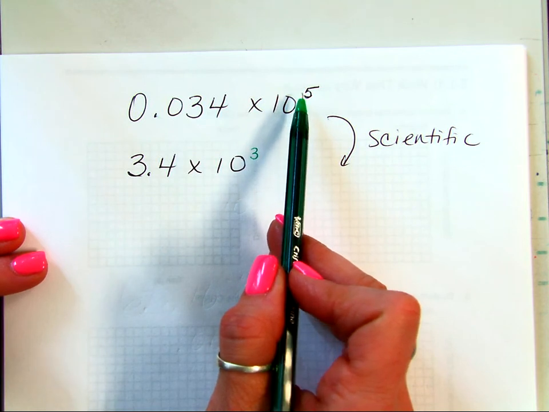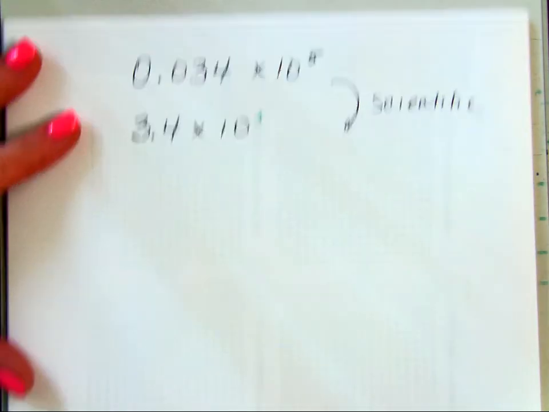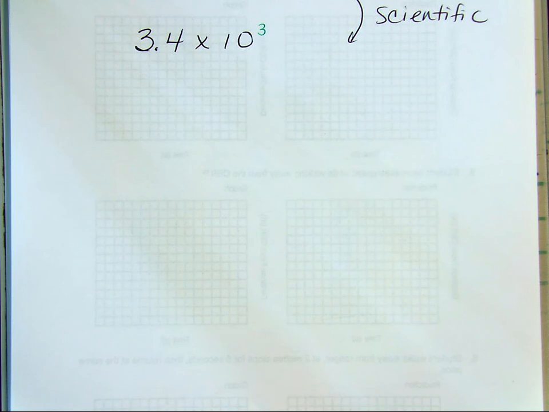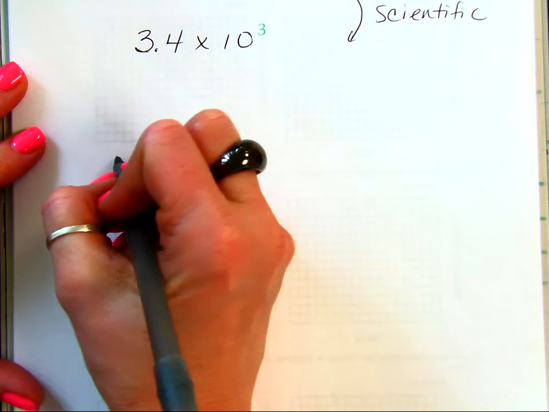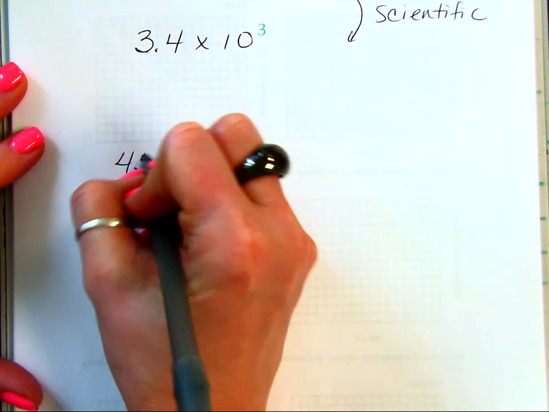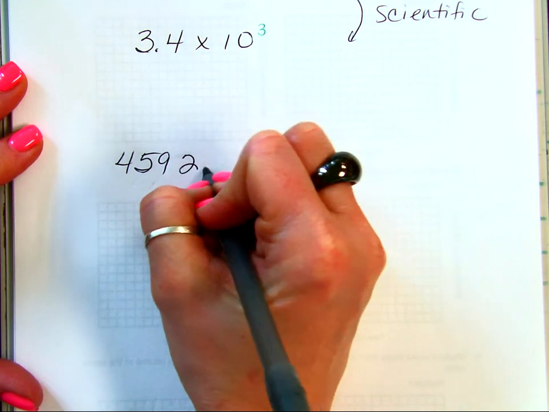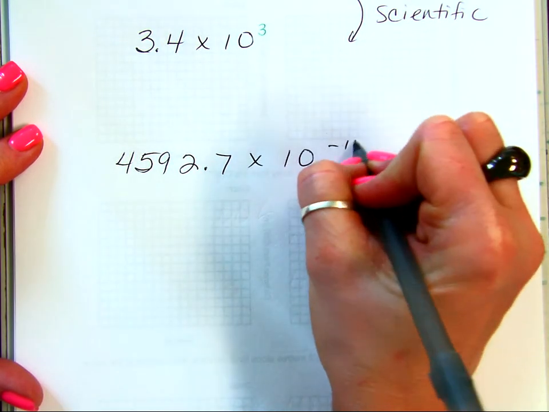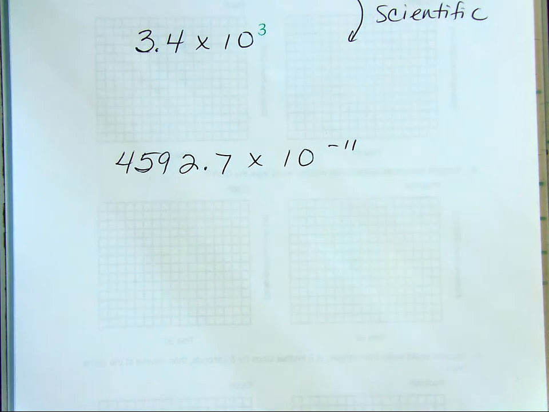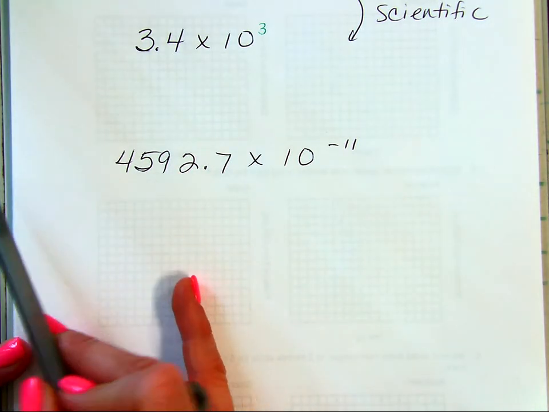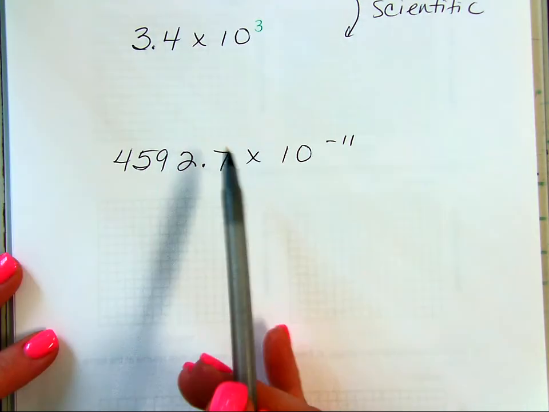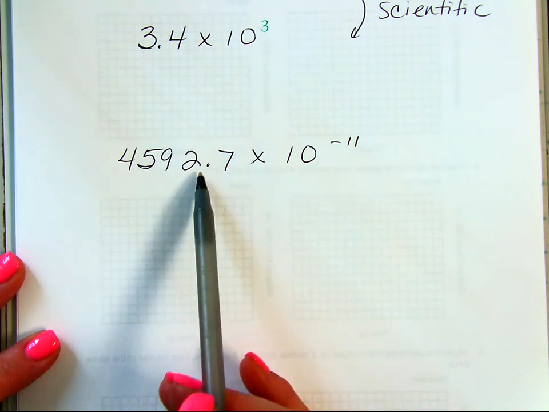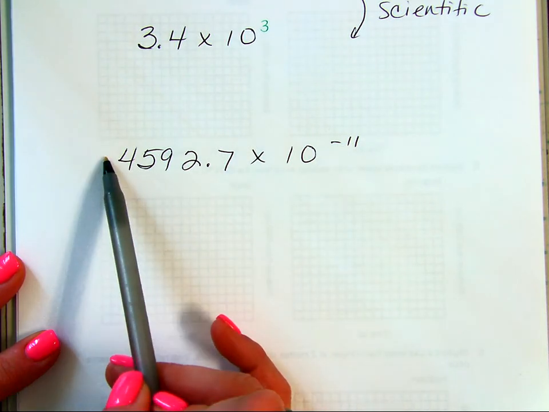Okay, I got one more thing to show you, because this is where it gets a little trickier or a little confusing. Are you ready? 4592.7 times 10 to the negative 11th. That negative. If I said put this in standard form, you would go 1, 2, 3, 4, 5, 6, 7, 8, 9, 10, 11. Boom, and be done, right? You would move it 11 to the left. There were already 4 spaces. You would add 7 zeros and be done, right?